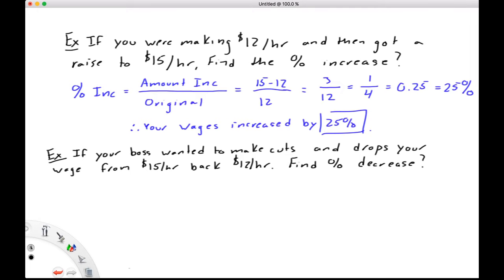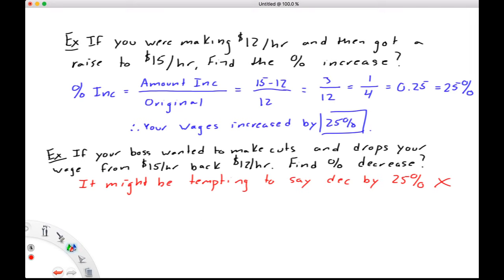We've got to be careful here, because you might be tempted to say, well, when we went from 12 to 15, we went up by 25, so if we're just going back, then we're going down by 25, right? That's the temptation. It might be tempting to say we're decreasing by 25%. But this is not true.